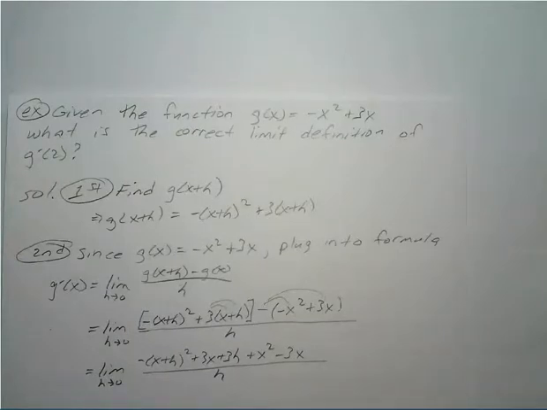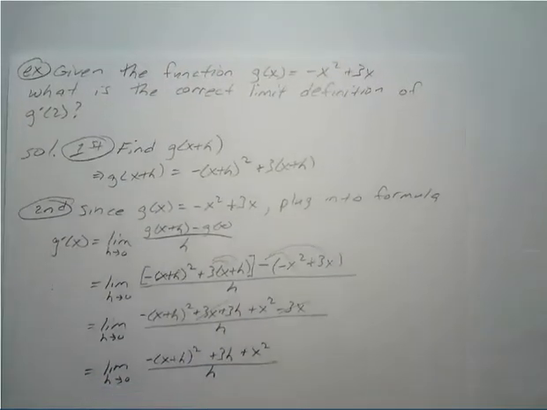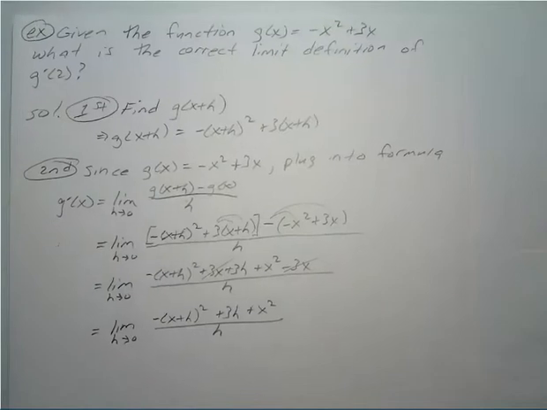Now the reason we did that is because if you notice, you have a minus 3x and a plus 3x, so they cancel each other out. So you have the limit as h approaches 0 of negative x plus h squared plus 3h plus x squared, all over h. And move that up.